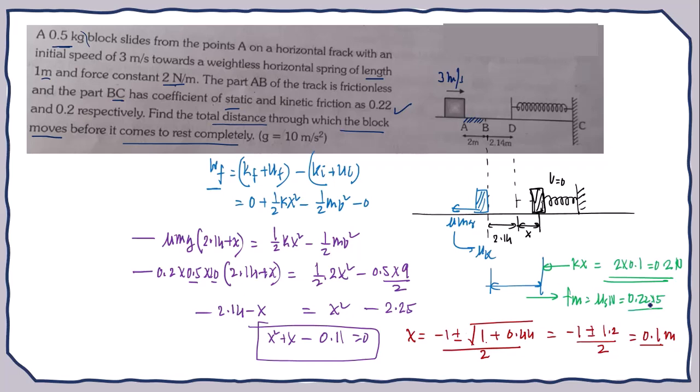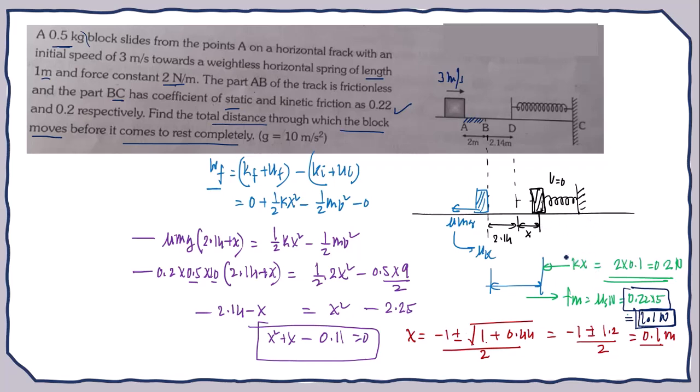So 0.22 into 5, that is mu s into N, where N is 5. That comes to around 1.1. So 1.1 Newton is the limiting value of the friction. That is the maximum possible value of the friction that can be offered by the floor on the block itself.